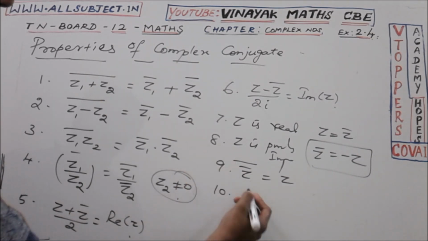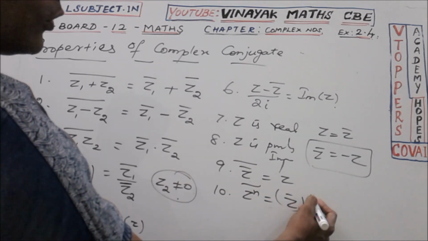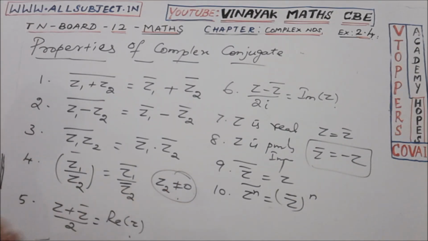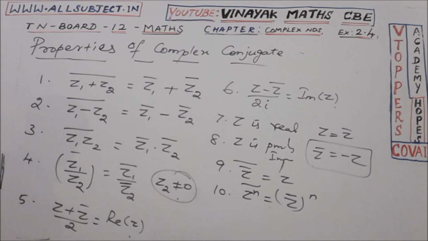The last one, the 10th one, is z bar n whole bar will be equal to z bar whole power n. We can multiply then conjugate, or we can take conjugate then multiply. Both results will be equal. These are the properties of complex conjugate.